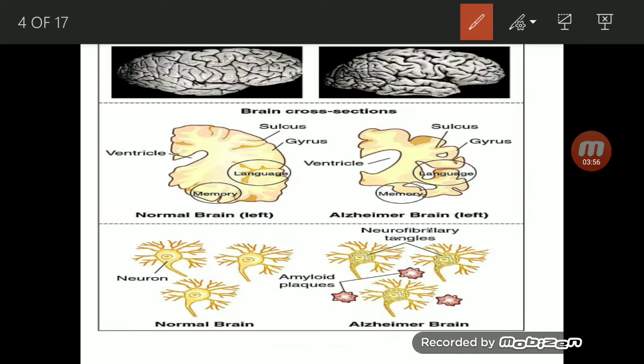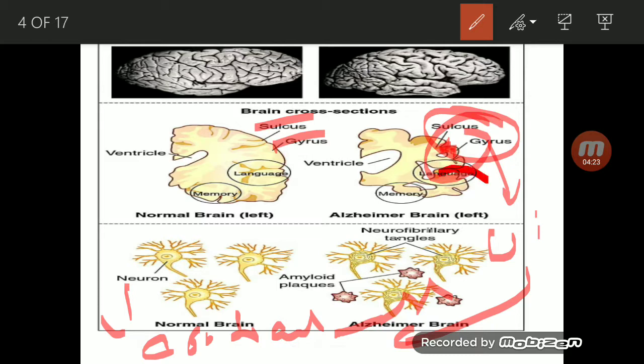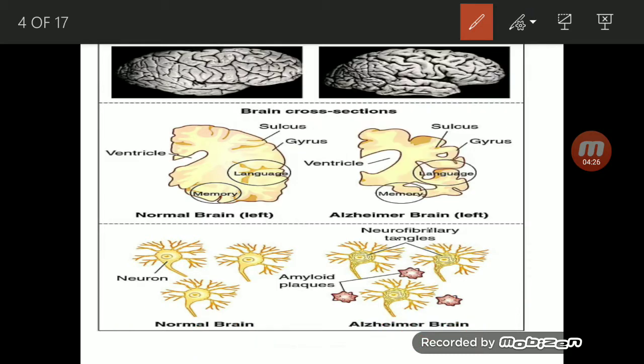Apart from that, if you see the sulcus and the gyrus, the sulcus has widened over here, as well as the gyrus. So there is going to be widening of the sulcus and the gyrus. Normally this widening occurs due to reduction in cortical mass. There is reduction in cortical mass, due to which you see widening of the sulci and gyri. And lastly, if you see this diagram, compare the lateral ventricles. There is enlargement of the ventricles as well.